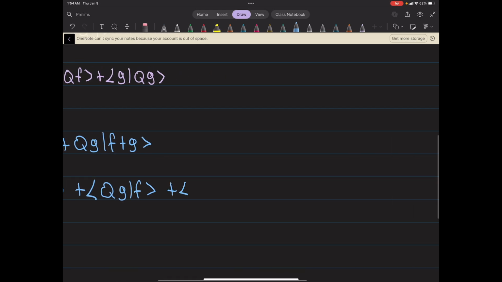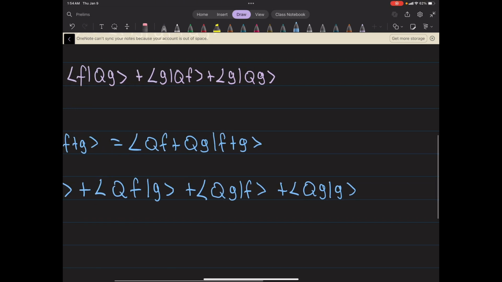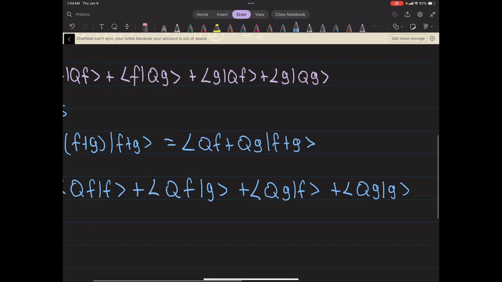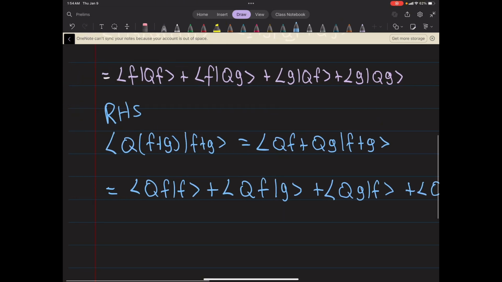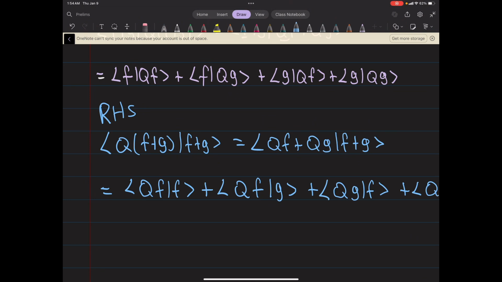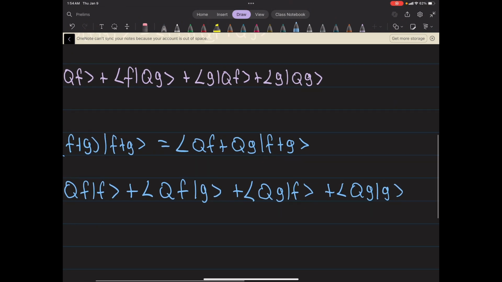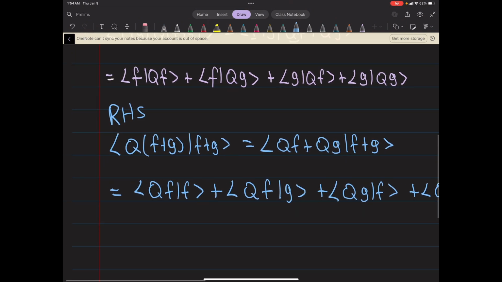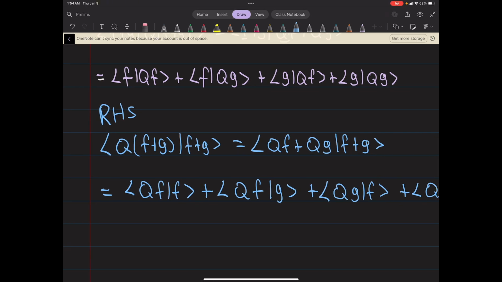I think this mostly makes sense, right? We're just essentially distributing these into a sum of the inner products instead of the one big one. Okay, so that's the right-hand side. And we know that the right-hand side and the left-hand side need to be equal to each other.